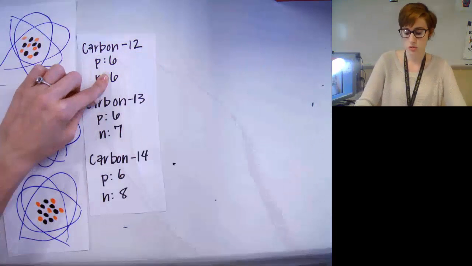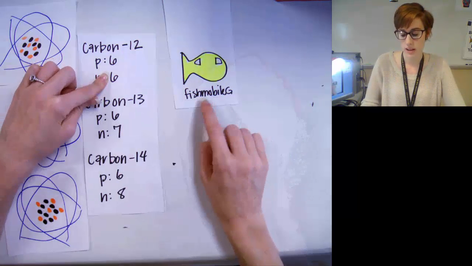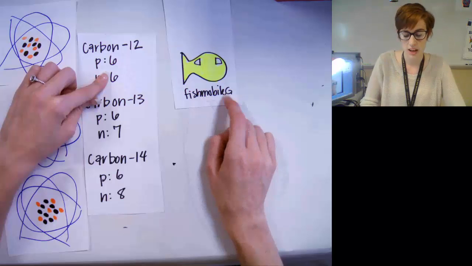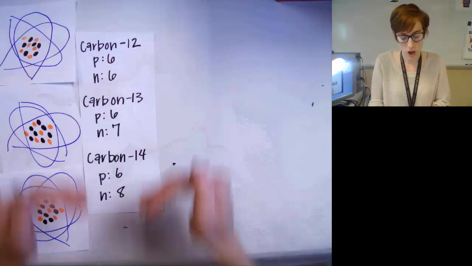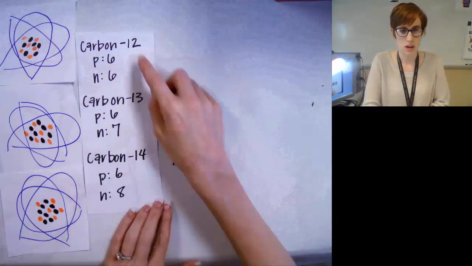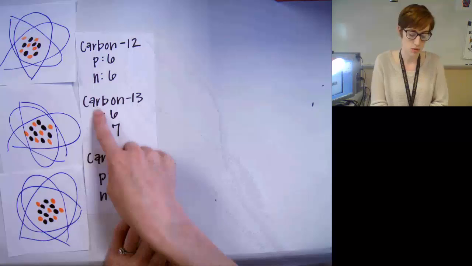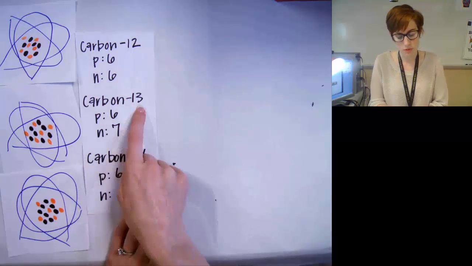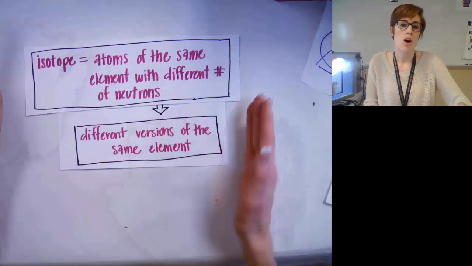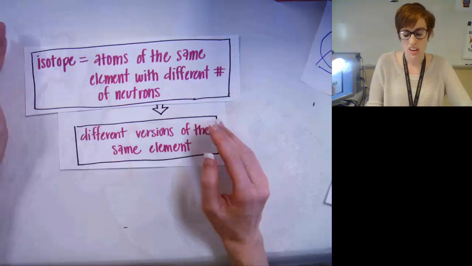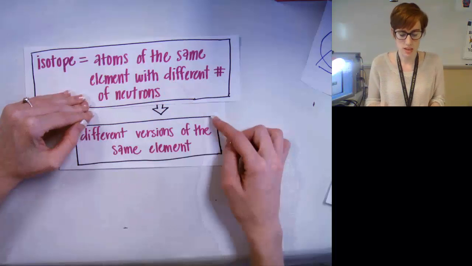That's similar to when we were talking about the different Fishmobiles, how we would characterize them by having a G or a GX or a GXL. When we're talking about atoms, we categorize the differences between the carbons by doing a dash and then putting the mass number there. So this carbon we would call carbon-13 because it has a mass number of 13. This carbon we would call carbon-14 because it has a mass number of 14. An isotope is just an atom of the same element, just like we saw before, but with different numbers of neutrons. So think of an isotope as being different versions of the same element.